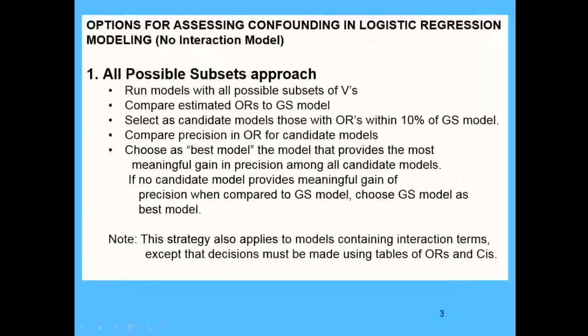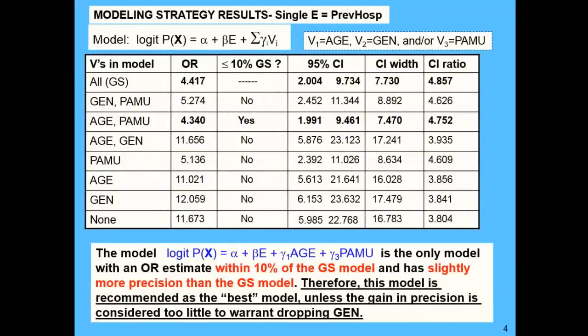Well, all possible subsets, we just did this. You run models, all possible subsets, you compare estimated odds ratios, and select candidate models that are within 10%. We just did all this. And this is the extra slide I added. Have you seen this slide before? Well, that's what we started the class with. This is just the same slide. I'm just trying to say this is what we dealt with when we were doing the all possible subsets. I wanted to put it into this PowerPoint presentation in addition to the previous one because I'm going to use it again for that third method.